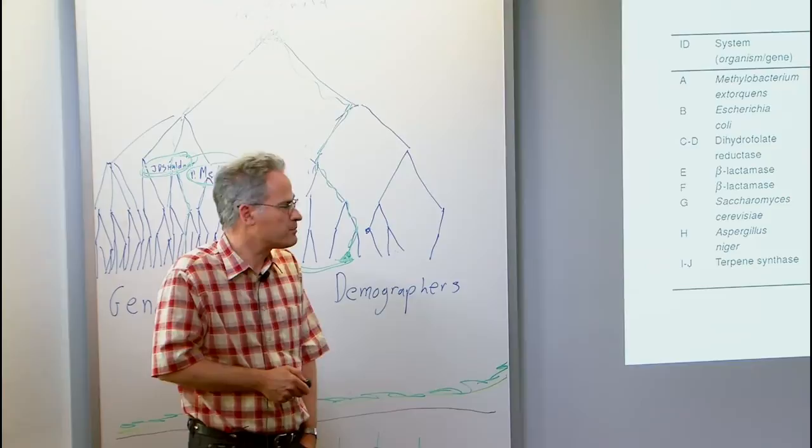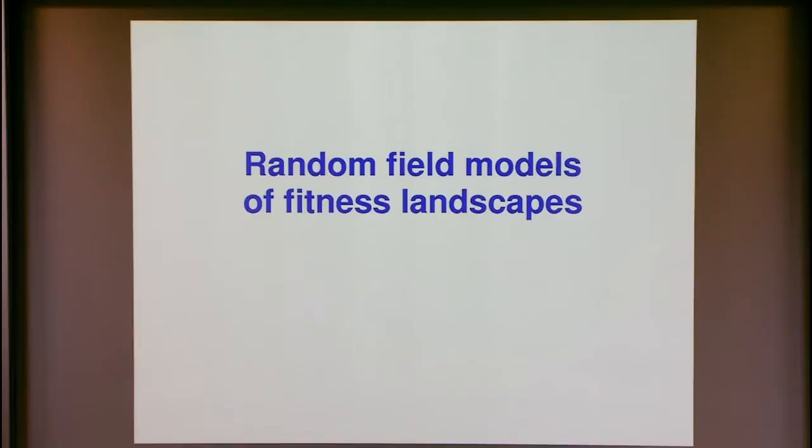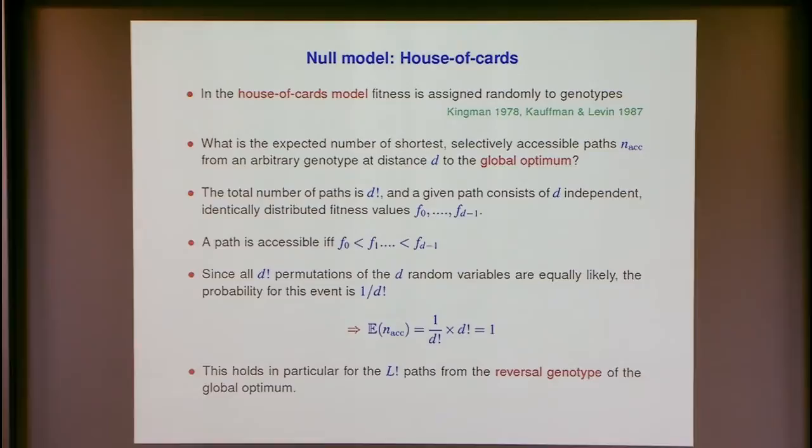Okay, so let me go on to the modeling part. In order to describe these data sets and also to learn more generally about these landscapes, we look at models which I call random field models. This is a term introduced by Peter Stadler, and it just means that you have some probabilistic setting in which you assign fitness values to the genotypes. The simplest way of doing that is to just assign fitness at random. This is what we call the house of cards model, a term that was introduced by Kingman in a slightly different setting. But this model really, I think, was studied first by Kauffman and Levin in 1987.